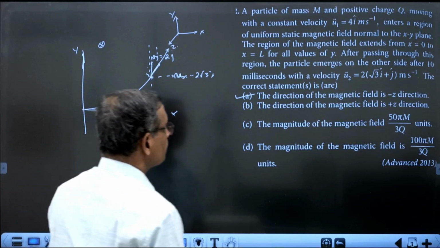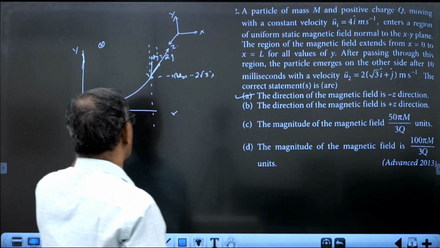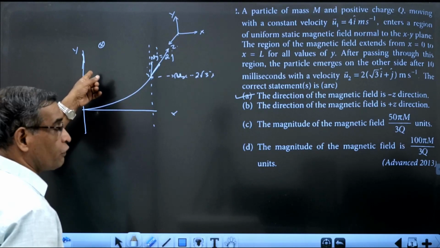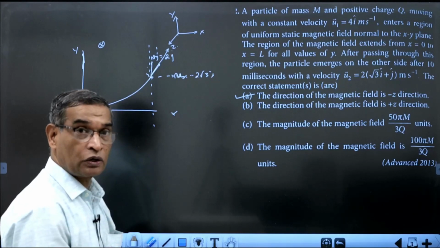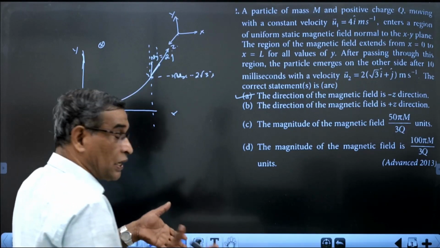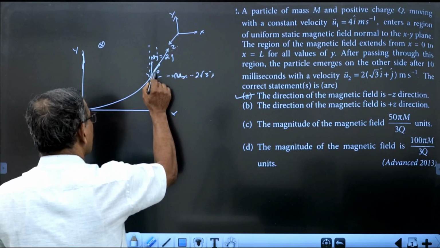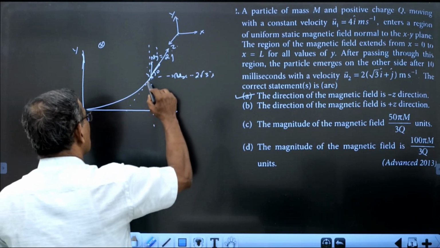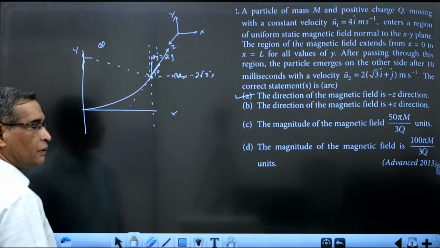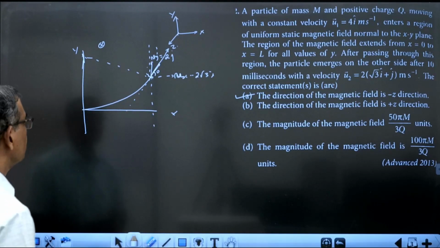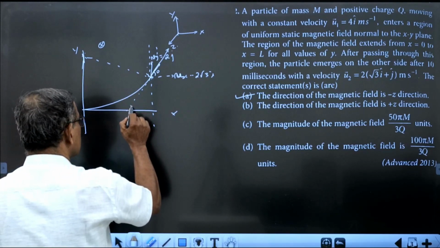Now come back. For this option, you obtain that the direction of the magnetic field existing is into the plane of the board, therefore the negative z direction. But now we have to calculate the magnetic field. To get the strength of the magnetic field existing there, suppose this angle is equal to theta. If you draw the radius of curvature of the curved path that is going to be taken by this particle, this is the center of curvature of the path. If you draw the tangent, this is theta.